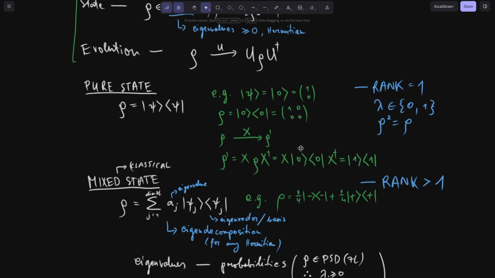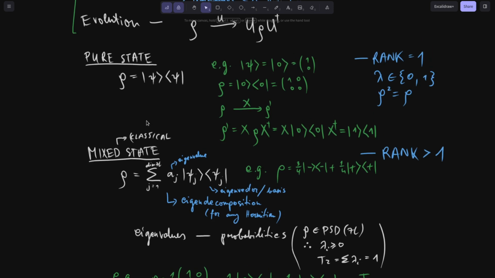So the pure state will have rank 1, as you can see it's only one number here, and here zeros. And also a pure state will always have eigenvalues 1 and 0, and it's going to be, as mentioned before, a projection, so rho squared is rho.